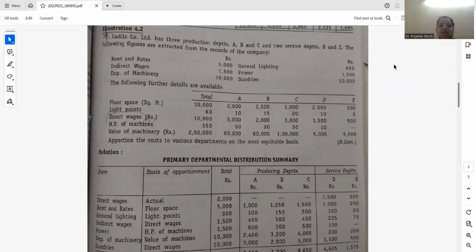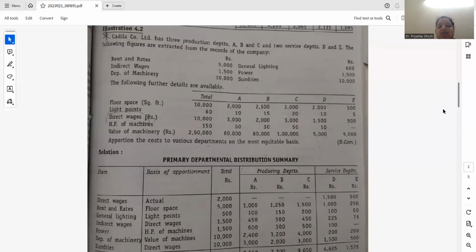Hello, student. Today we are going to discuss overhead distribution. Overhead distribution means, suppose a company has different kinds of departments, then how will they distribute the overhead cost among the departments. That is what we are going to learn in this problem.